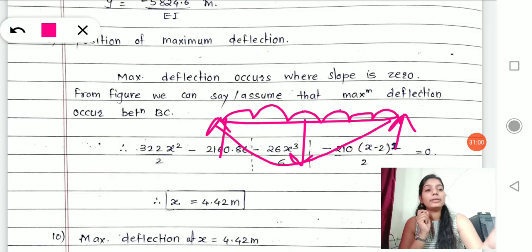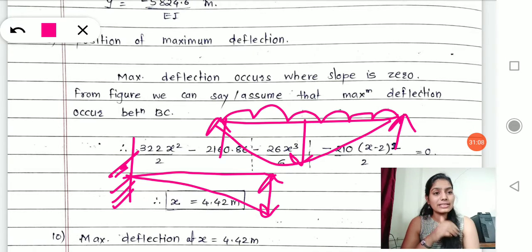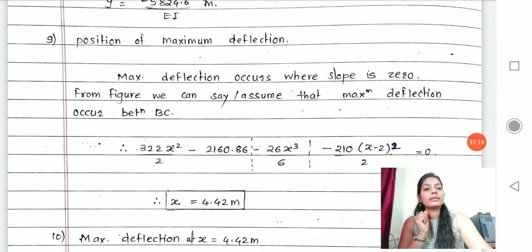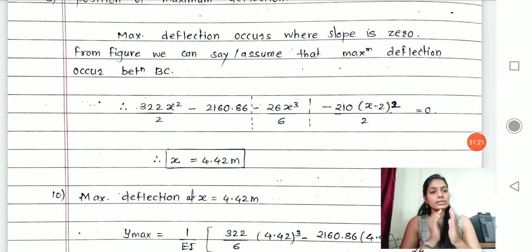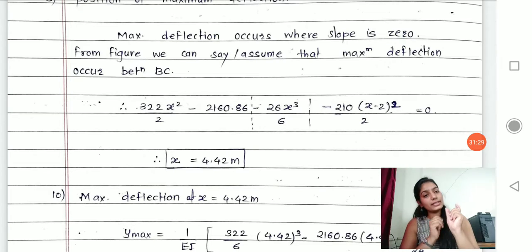Similarly, if I take a cantilever beam, it will show maximum deflection at its free end because there is no support to resist the deflection, right? So maximum deflection will occur at the free end. That's why you just see where maximum deflection has a chance of occurring. So accordingly you can assume the distance.